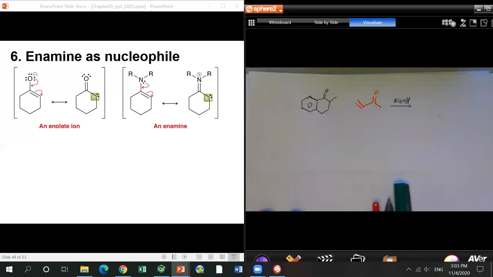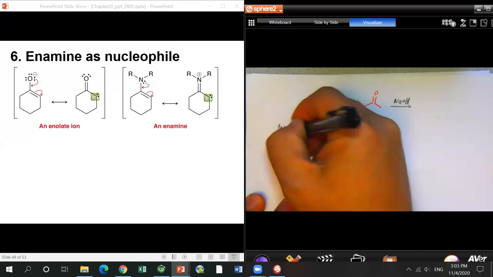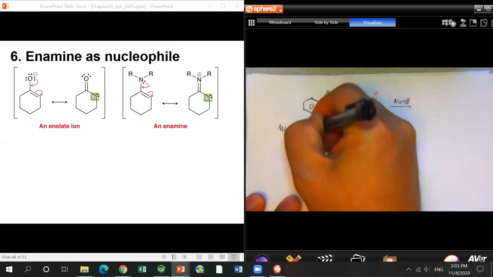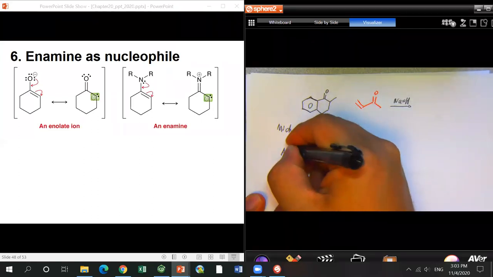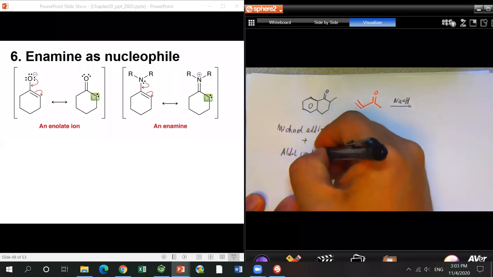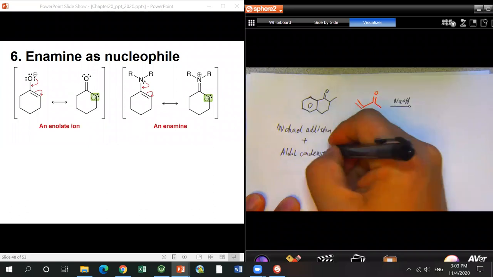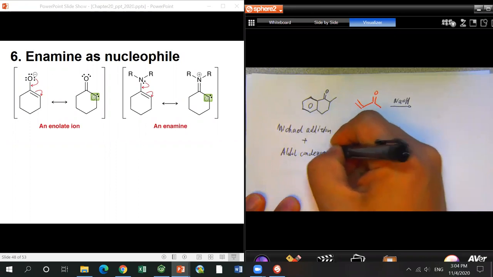Robinson annulation. Keep in mind, for Robinson annulation, it's your Michael addition plus the other reactions, and this is the aldol condensation. This is probably the most difficult reaction we learn in the whole organic chemistry two.